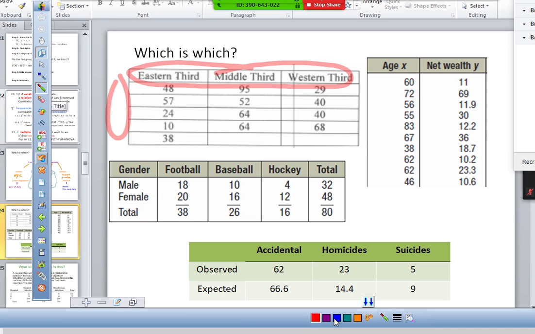So how about the one below it? Take a look at the one below it. What kind is that one?